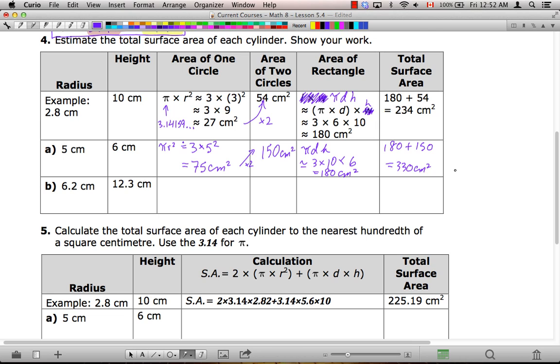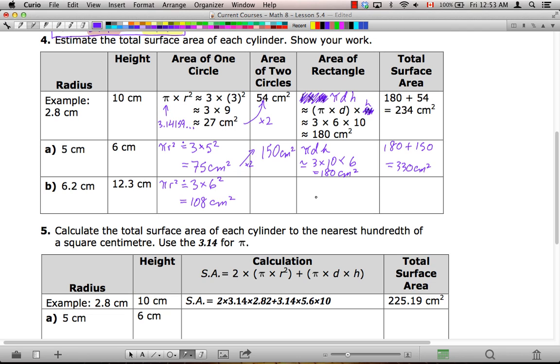And just one more time practicing with this. Again, if you're going to do pi r squared, it's like finding the area of the circle, which is approximately 3 for pi, if we're just doing an estimate, times the radius. Well, 6.2 we can say is approximately 6 squared. So 6 times 6 is 36, times 3 would give you 108 centimeters squared.